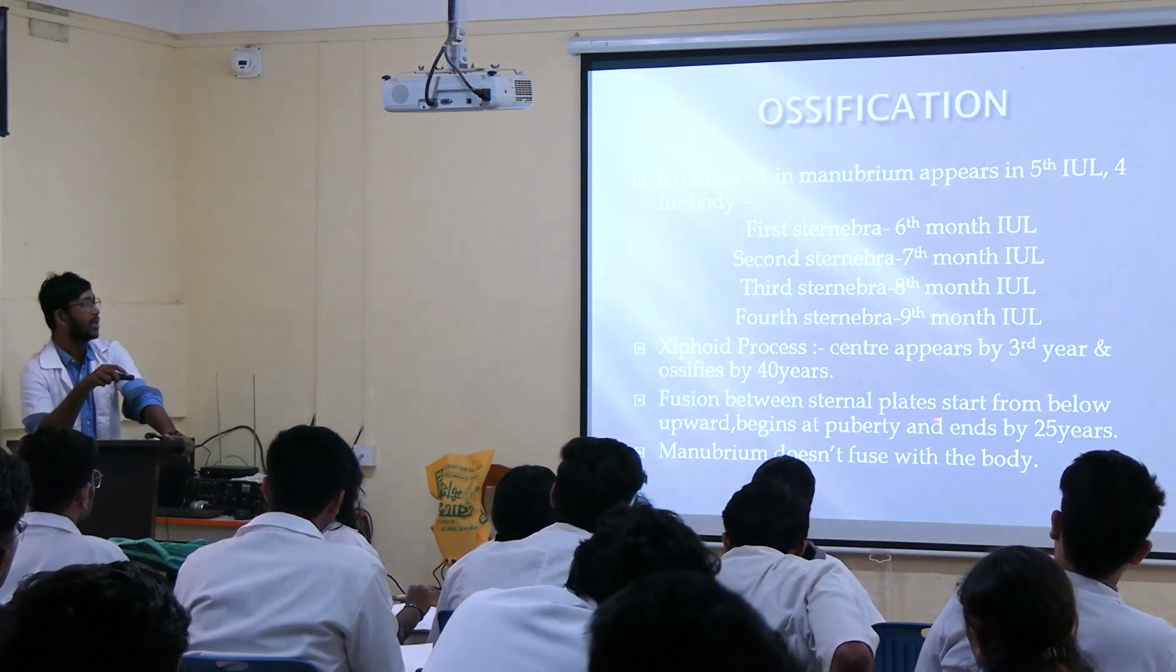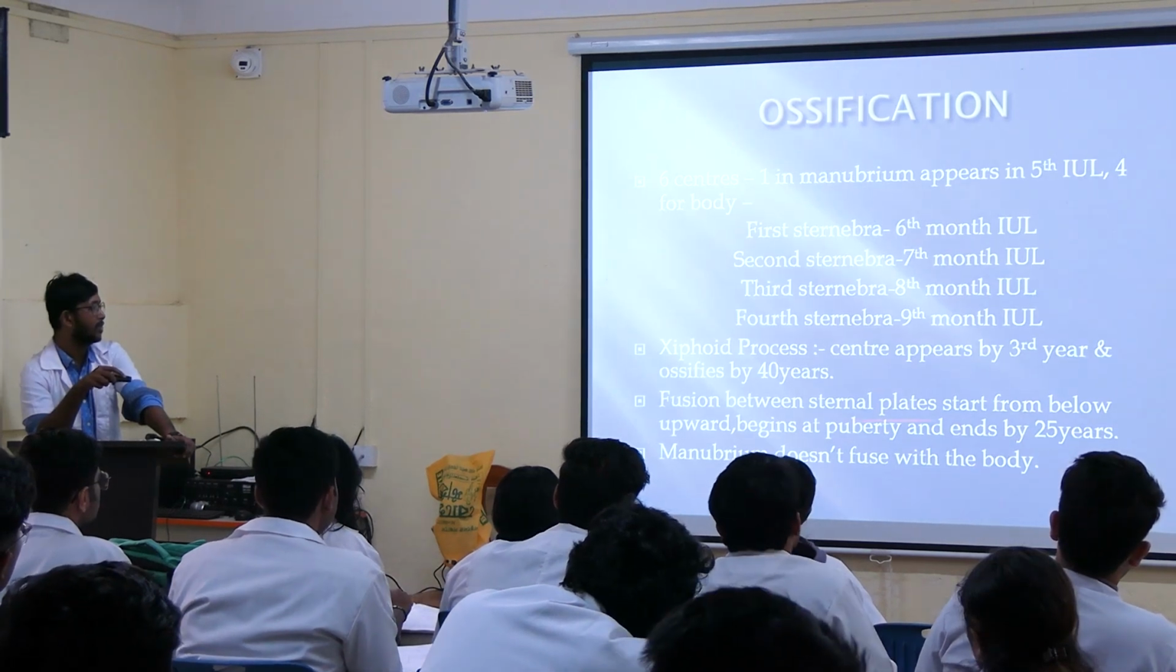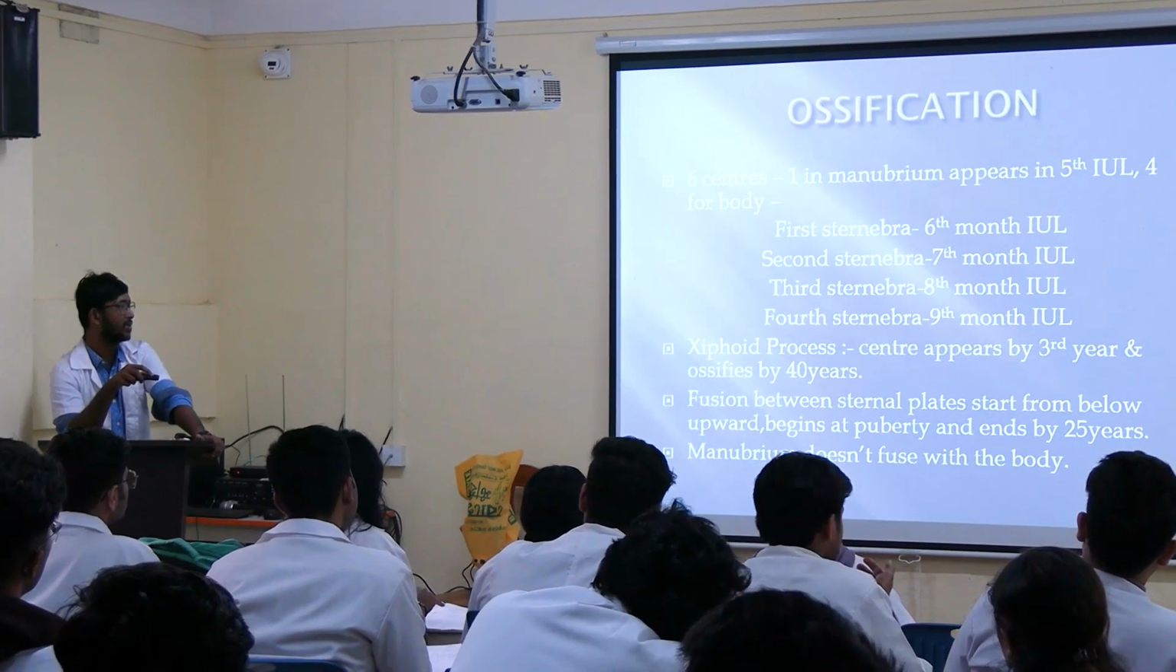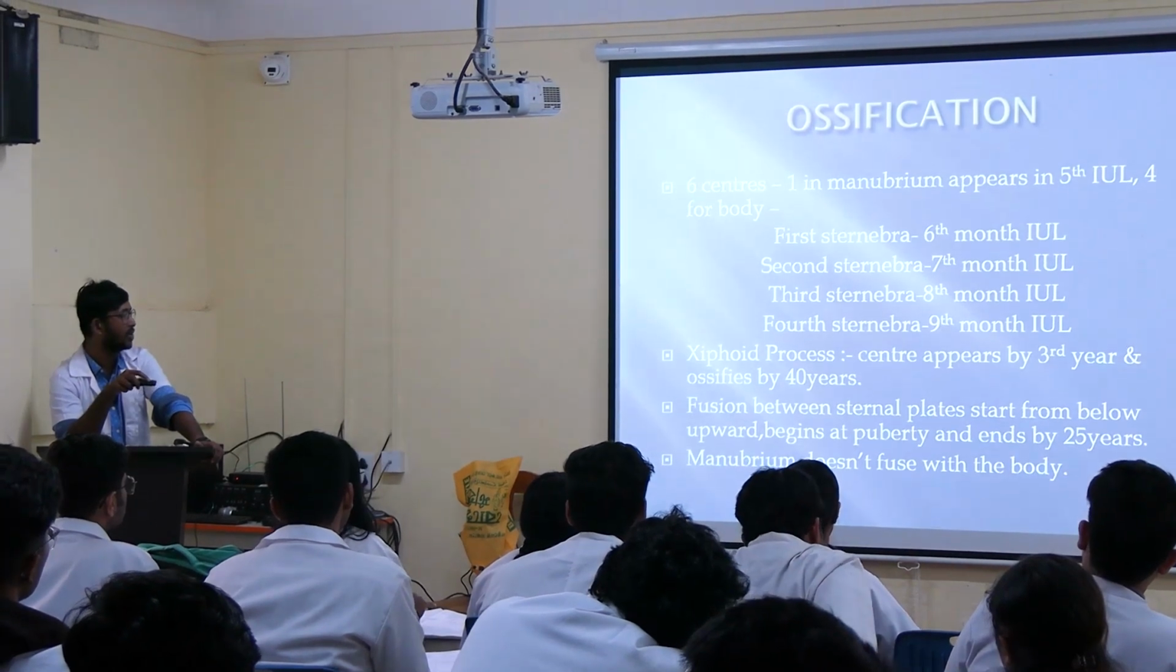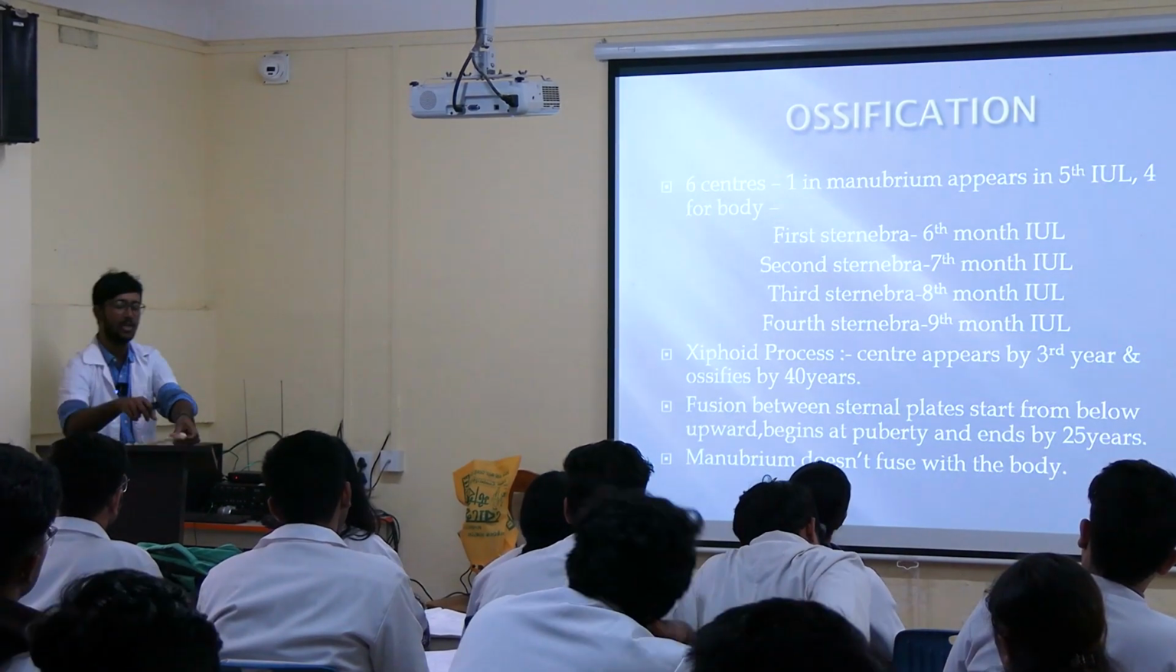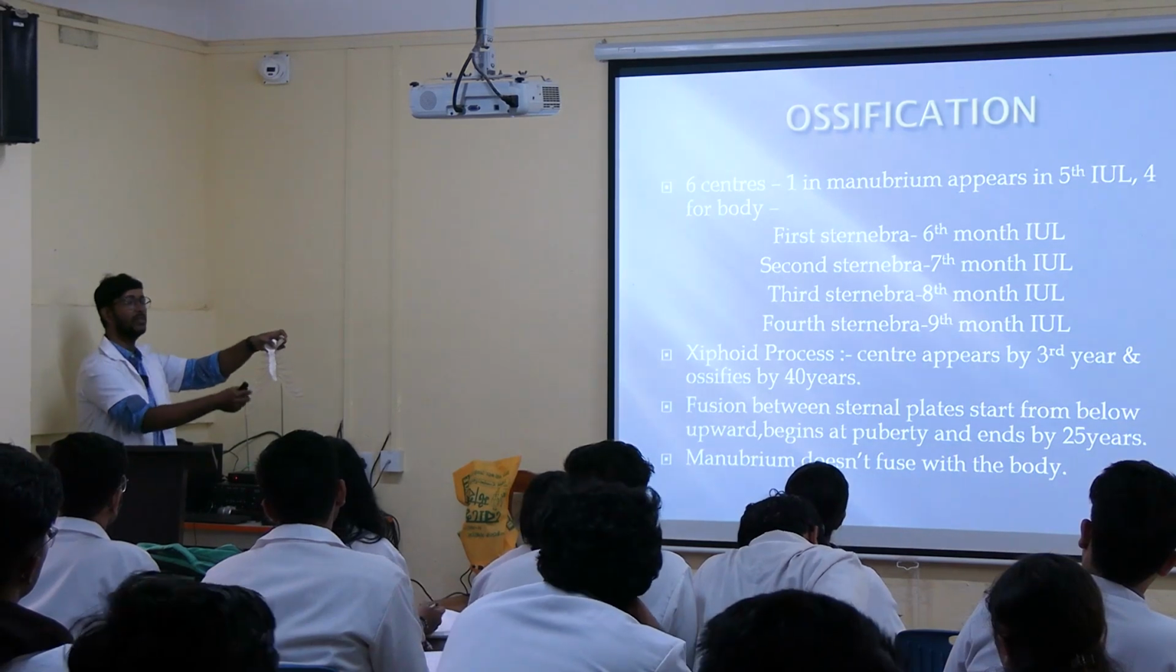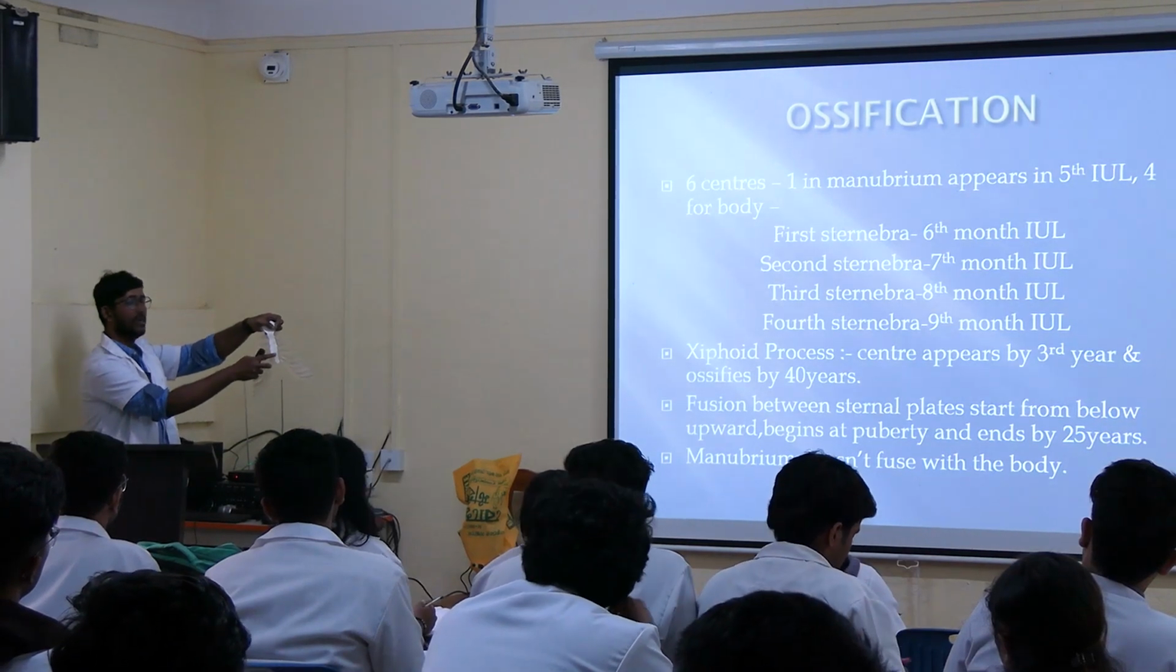The fusion between the sternal plates, as I have already told, starts from below upwards, begins at puberty and ends by 25 years of age. So almost by 25 years of age, the whole sternal body will be formed, and by 40 years of age, the xiphoid process will be ossified with the sternum.